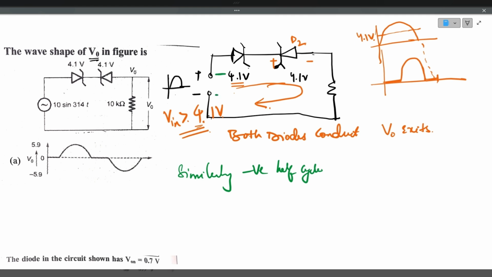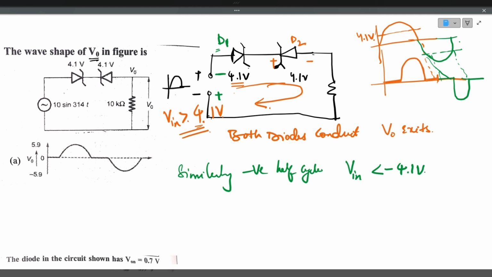Similarly, for the negative half cycle, this is negative and this is positive. For D1 to enter the breakdown region, D1 is reverse biased, D2 is forward biased. For D1 to enter the breakdown region, the input voltage in the negative half cycle must be lesser than minus 4.1 volt. Okay, this is the negative half cycle of the input voltage. So minus 4.1 will be here somewhere. So in this particular portion only the current flows.